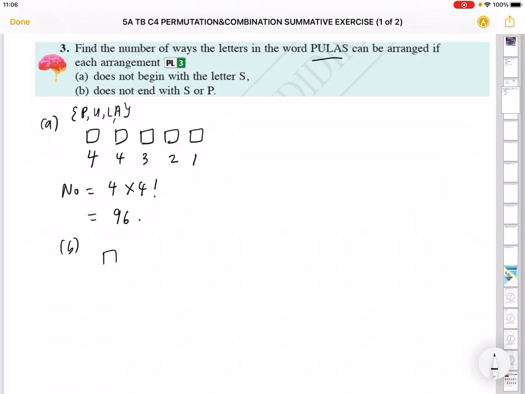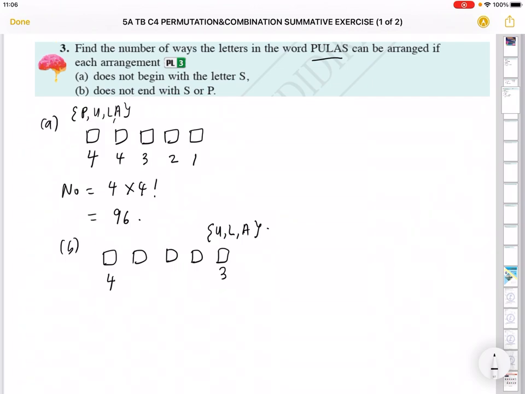Okay, the next part: does not end with the letter S or P. So if you draw 5 boxes, does not end with the letter S or P means I can choose anything else, U, L, or A, right? So there are 3 ways to choose or to arrange the last letter, and for the first one I will have 4.